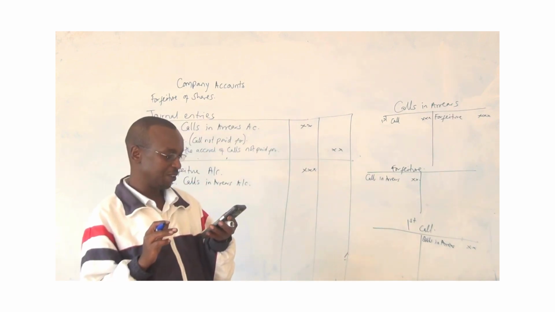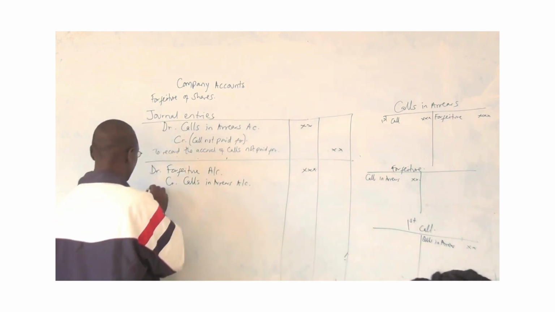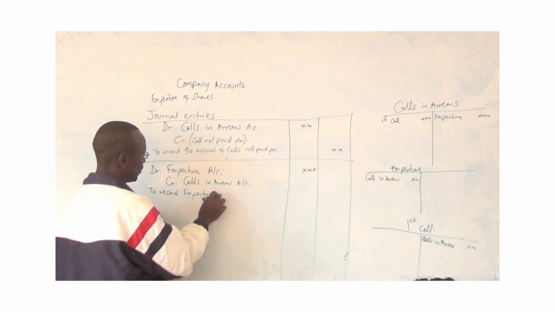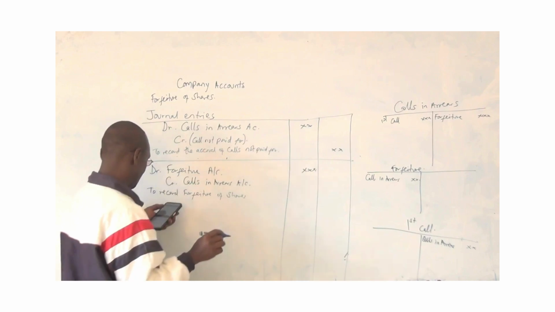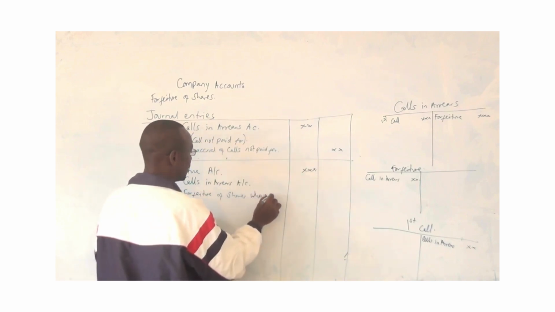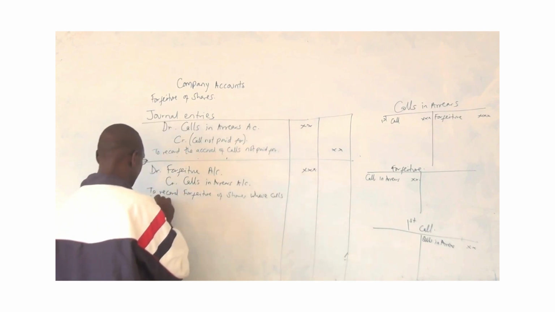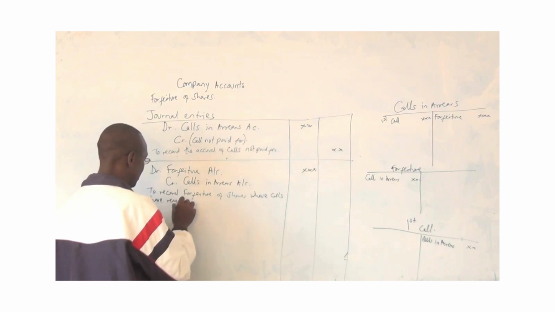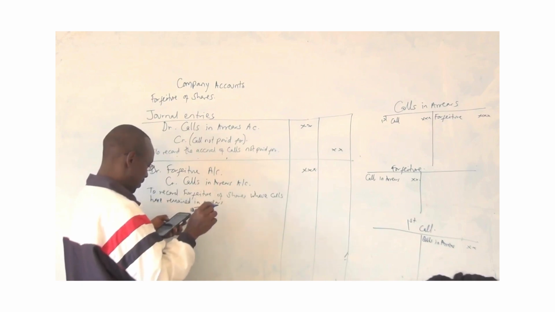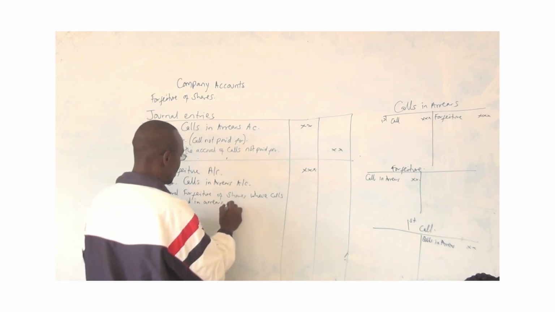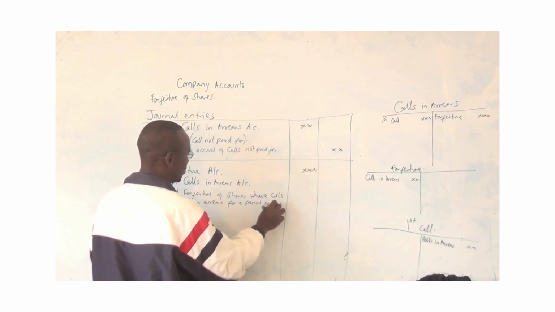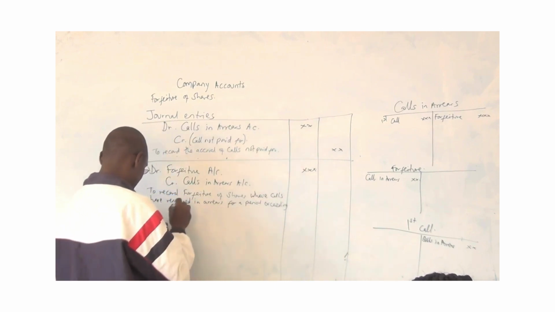Then this one is to record forfeiture of shares whose costs have remained in arrears for a period exceeding the allowed limit.